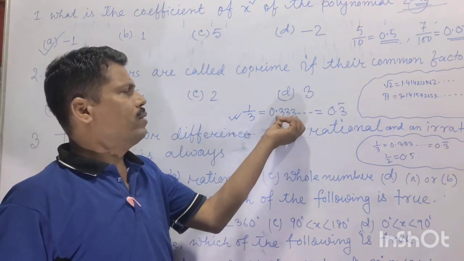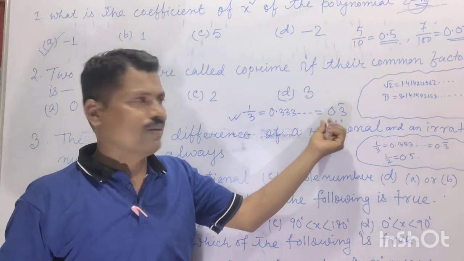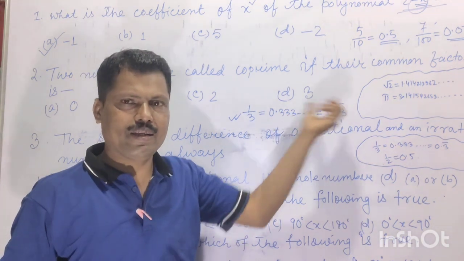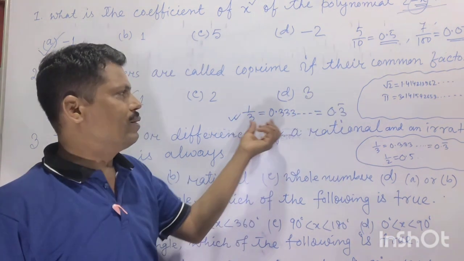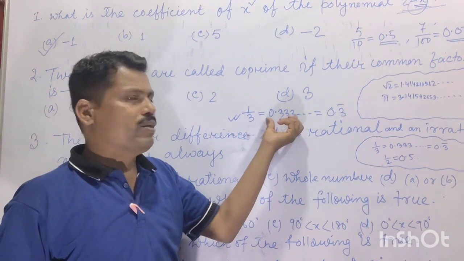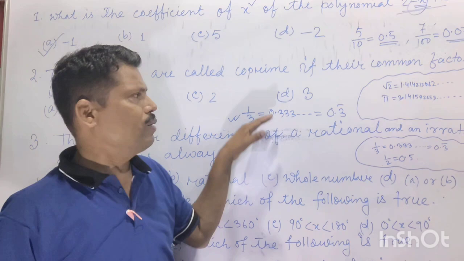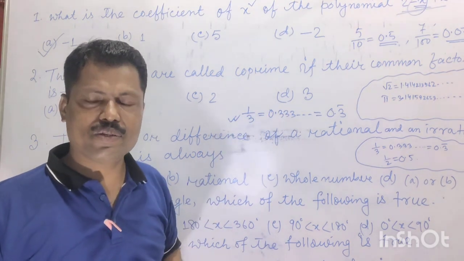This one is non-terminating but repeating. 3 is repeating again and again. That's why 1 by 3 is a rational number. It has p by q form, and even though the number is not terminating, it is repeating. That's why we can say 1 by 3 is a rational number.